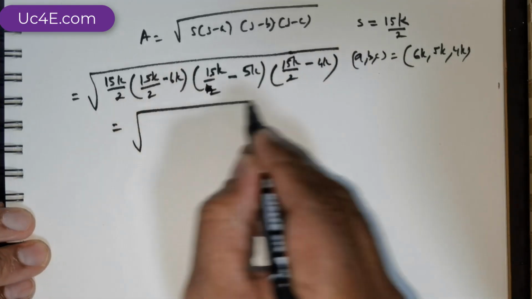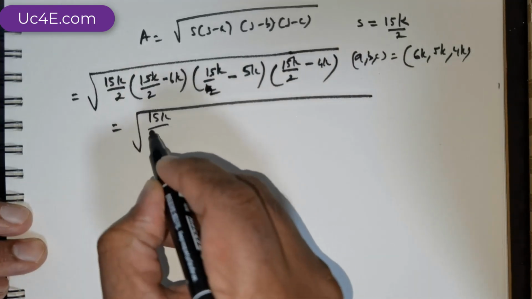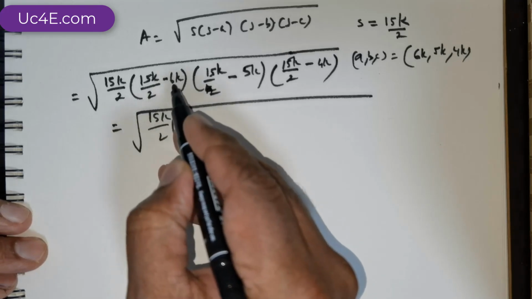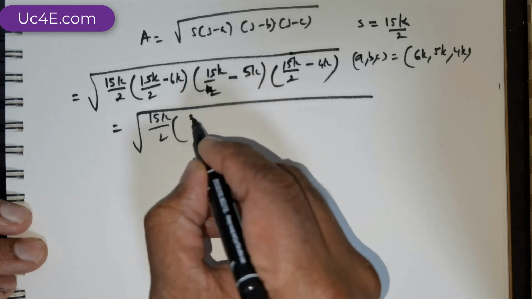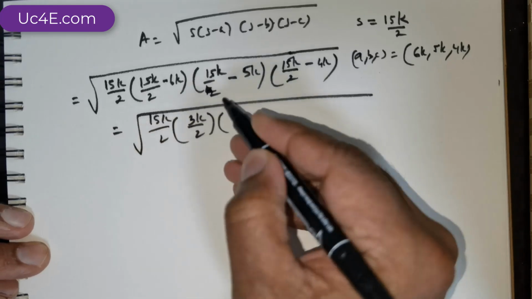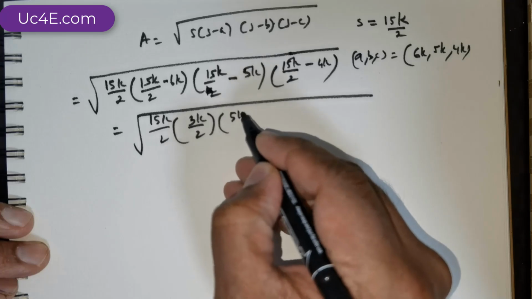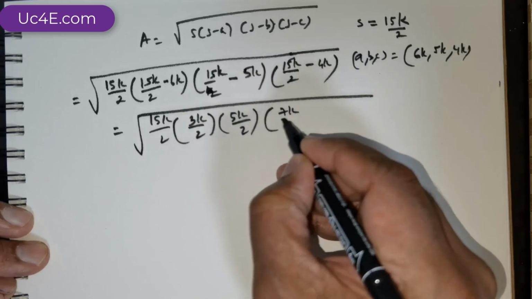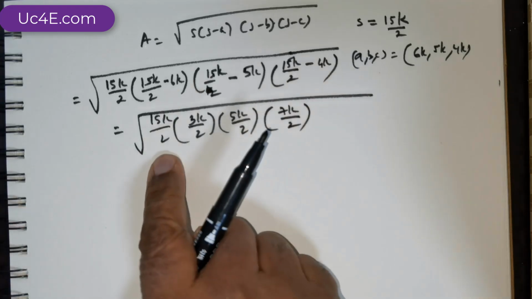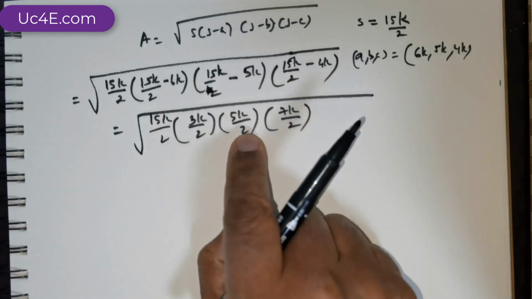So this is equal to root of 15k divided by 2. 6 times 2 is 12, 15k minus 12k, that's going to be 3k divided by 2. 5 2s are 10, this is going to be 5k divided by 2. 4 2s are 8, this is going to be 7k divided by 2. So 2 times 2 is 4, 4 times 2 is 8, 8 times 2 is 16.